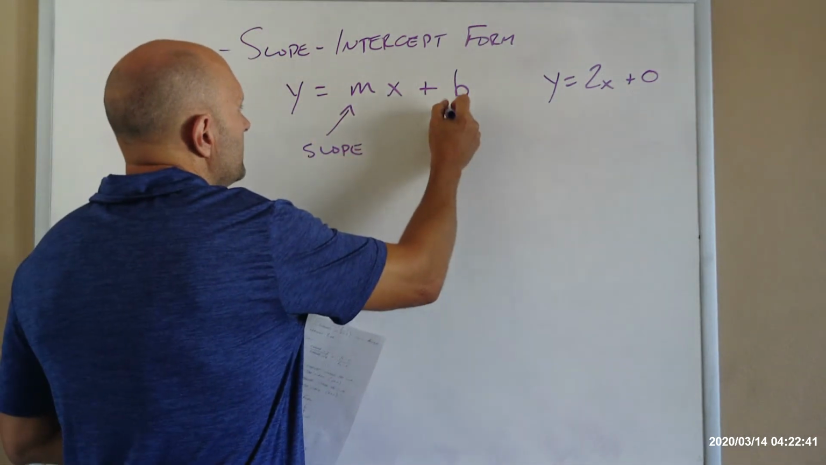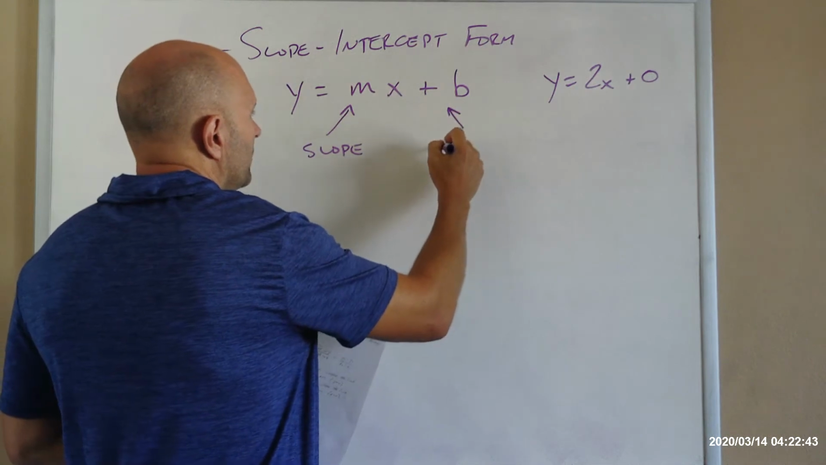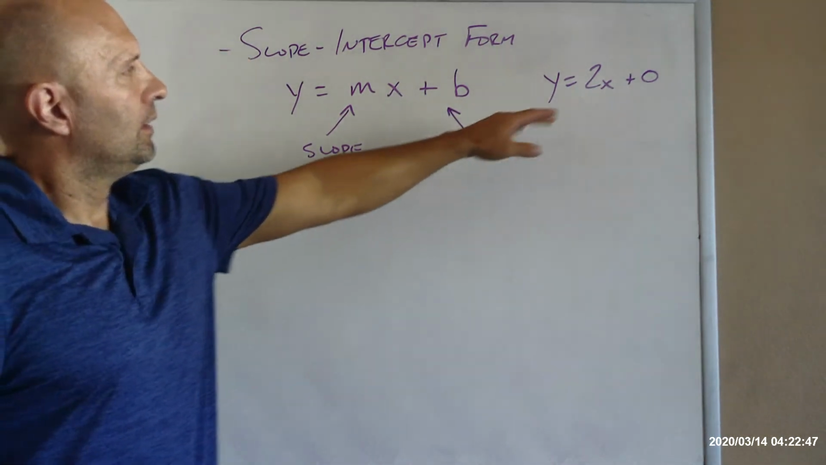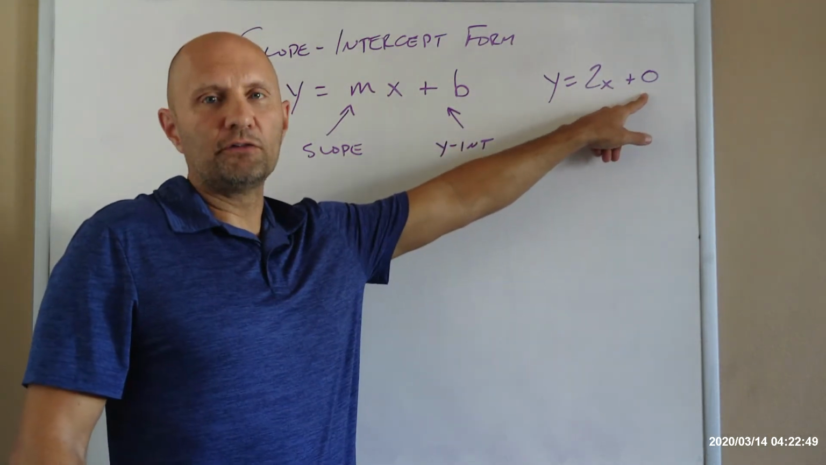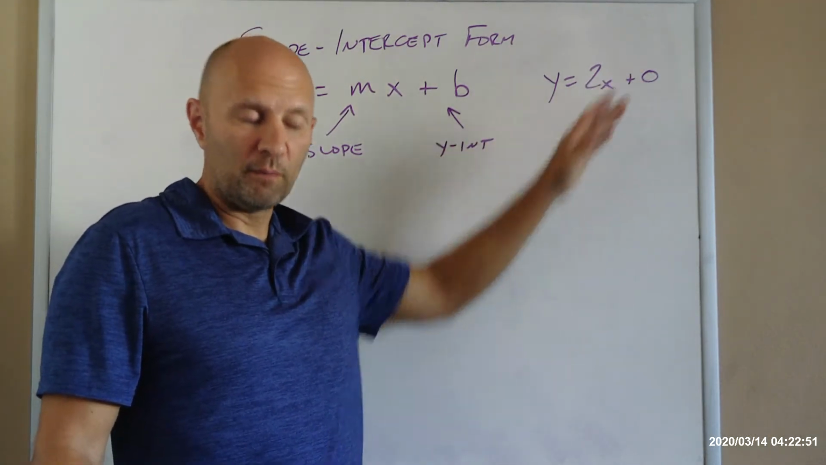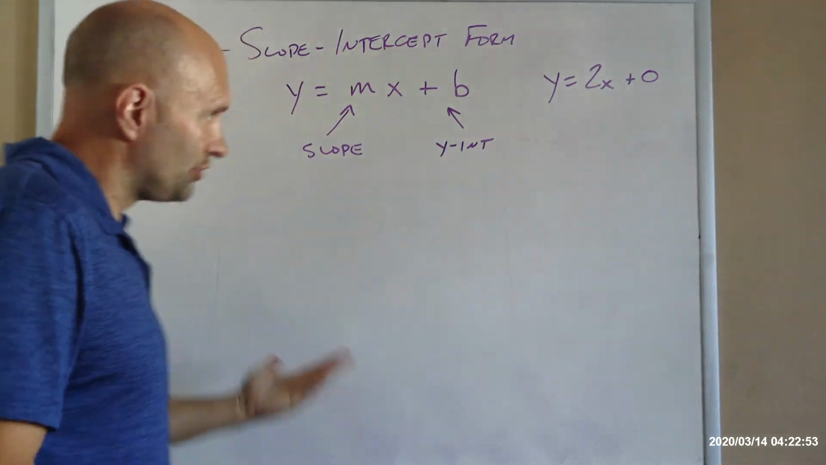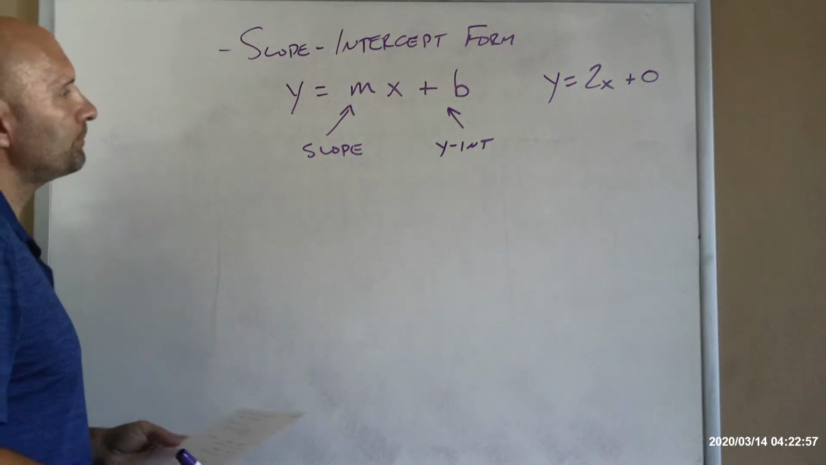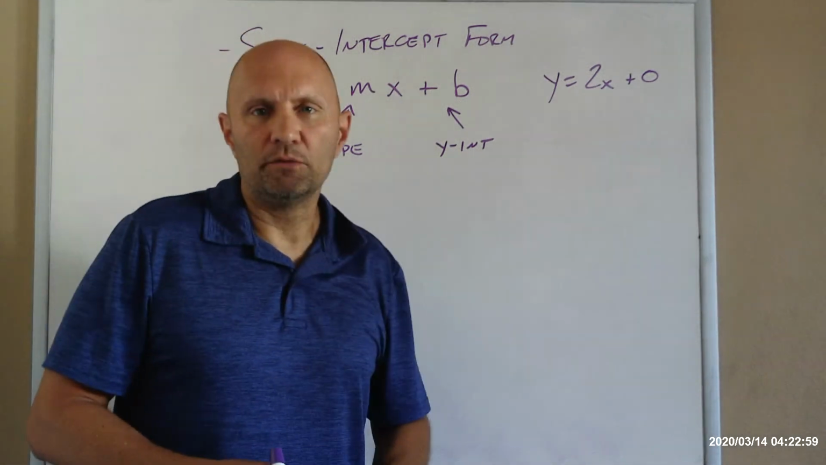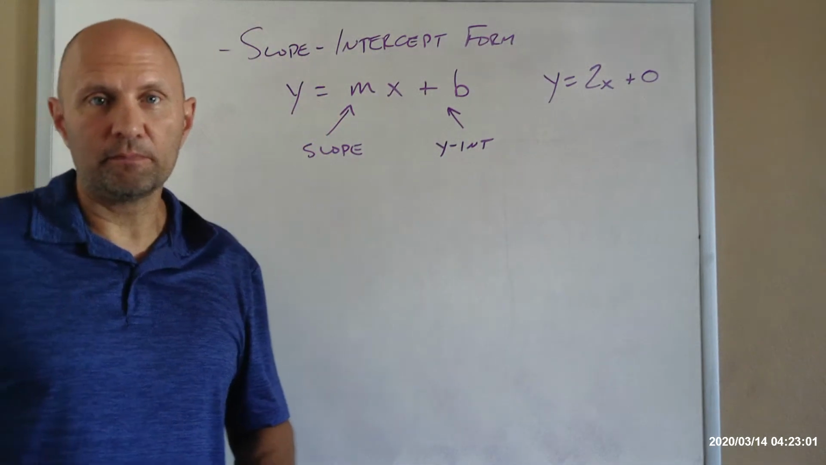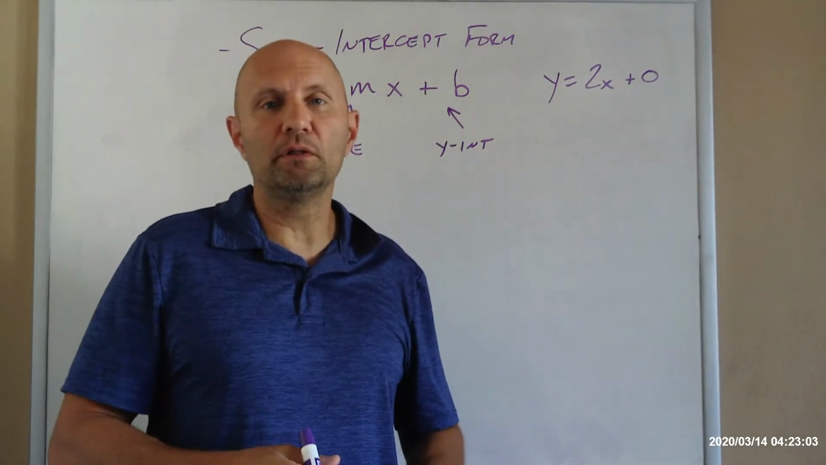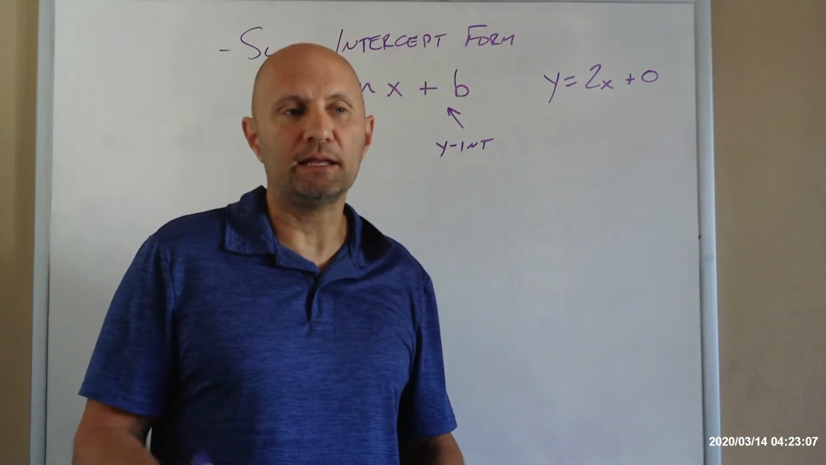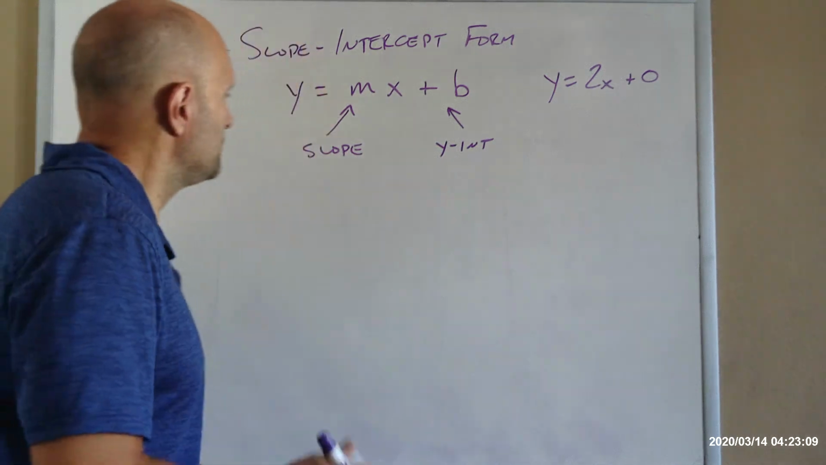And this b, plus or minus whatever it is, is the y-intercept. So from this example, our y-intercept is 0. And remember, the line was going through the origin, so that makes sense that the y-intercept would be 0. Sometimes you will be given a point and you will be given what the slope of the line is, and you'll be asked to find the equation of the line, given just those two pieces of information.